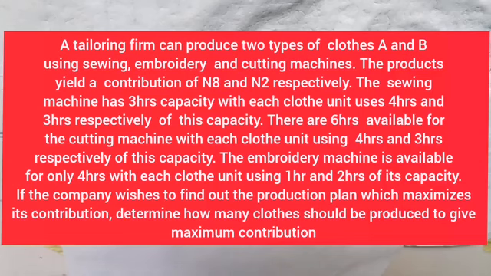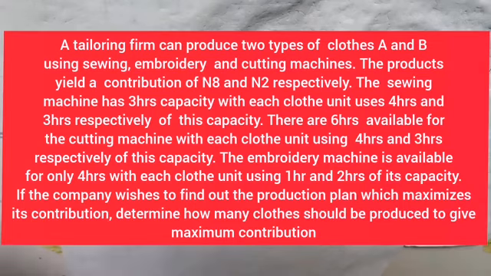All right, so let's consider the first question. Question 1 says, a tailoring firm can produce two types of clothes, A and B, using a sewing, cutting, and embroidering machine. The product yield a contribution of 8 naira and 2 naira respectively. The sewing machine has 3 hours capacity, with each cloth unit using 3 hours and 1 hour respectively of the capacity. There are 6 hours capacity for the cutting machine, with the cloth unit using 4 hours and 3 hours respectively of this capacity. The embroidery machine is available for only 4 hours, with each cloth unit using 1 and 2 hours respectively of the machine's capacity.